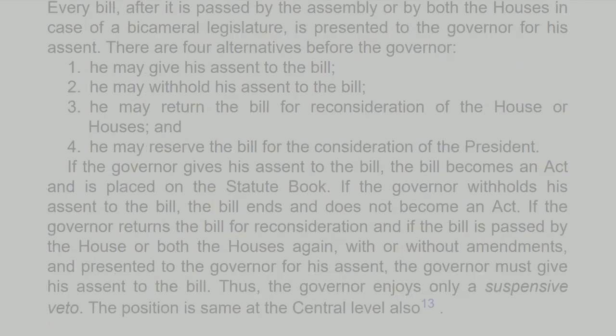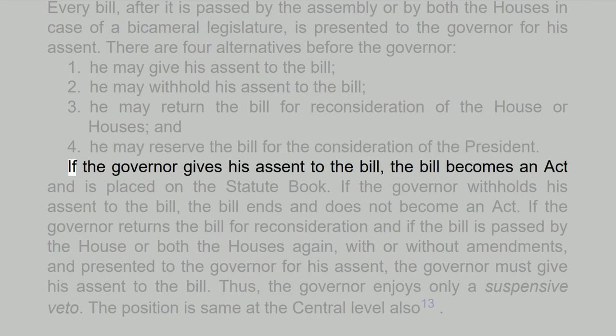Assent of the governor. Every bill, after it is passed by the Assembly or by both the houses in case of a bicameral legislature, is presented to the governor for his assent. There are 4 alternatives before the governor. 1. He may give his assent to the bill. 2. He may withhold his assent to the bill. 3. He may return the bill for reconsideration of the House or Houses. And 4. He may reserve the bill for the consideration of the President.